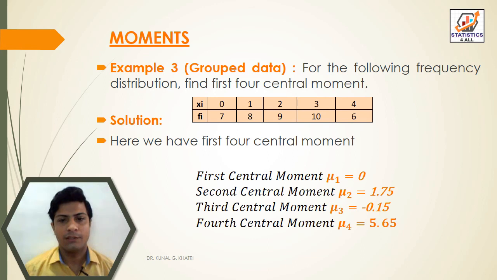So here is a summary of the first four central moments. First central moment, mu1, is equal to 0. Second central moment, mu2, is equal to 1.75. Mu3, that is the third central moment, is equal to minus 0.15. And the fourth central moment, mu4, is equal to 5.65.